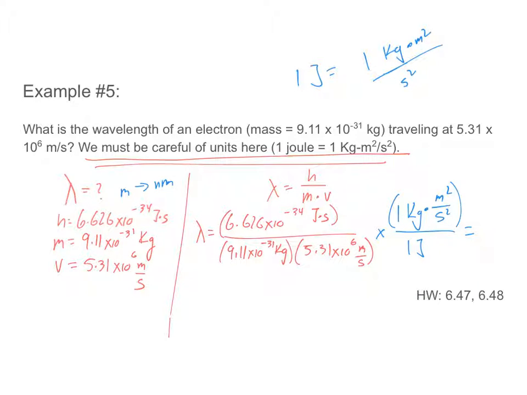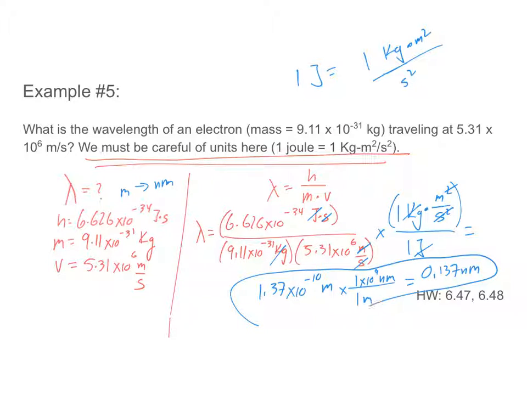So now I'm going to go through and cancel out my units. In this case, cancel out 1 meter, 1 meter. I can cancel out 1 second here, 1 second here. Cancel out joules, cancel out kilograms. Basically, my answer is the same. But what you end up with is a value of 1.37 times 10 to the negative 10th meters. Okay, so now I'm going to convert that to nanometers. So 1 meter is 1 times 10 to the 9th nanometers, and that gives me 0.137 nanometers with the appropriate units and the math to support that.